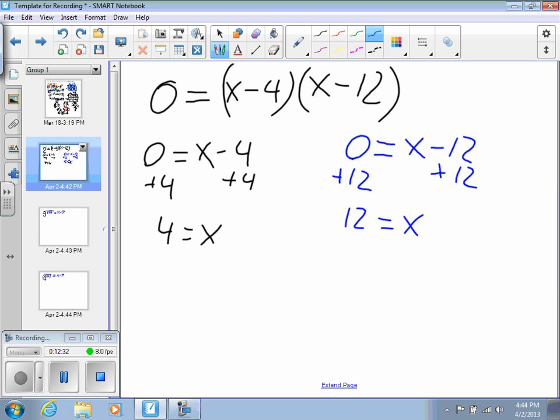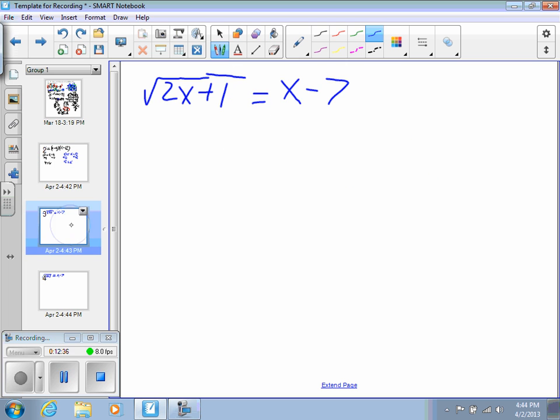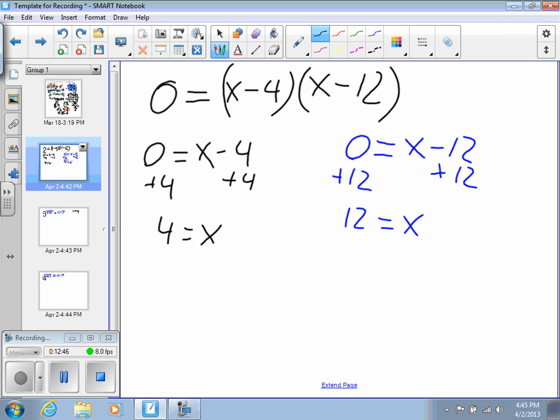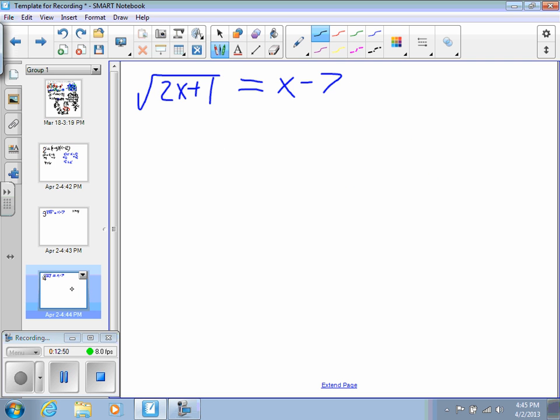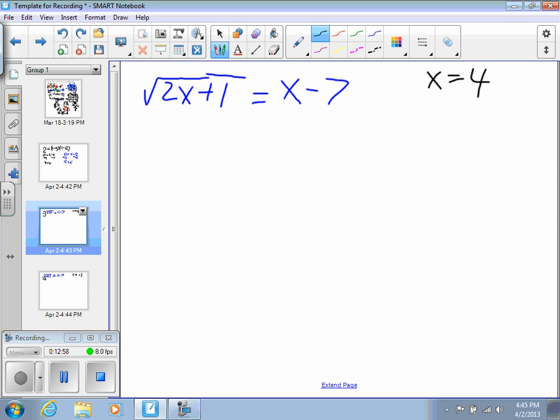So now, what are my two answers? On one, I have x equals 4. So we're going to put in an x equals 4 over here. That's what I'm checking. And then on the other one, I have x equals 12. So for this other page, we'll put in x equals 12. So now I know what I'm substituting on each page for the check.